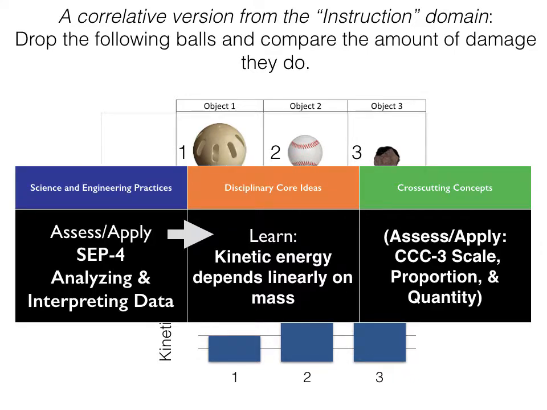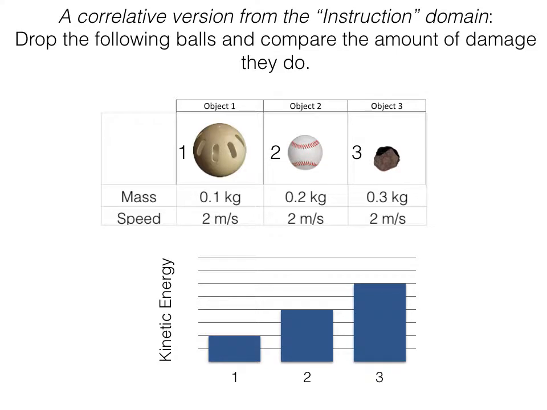When we do this, we're asking our students to do just like they did in the assessment, where they are applying their ability to analyze and interpret data with the goal of learning that kinetic energy depends linearly on mass. And hopefully, in the process of doing that, they're also hitting on that cross-cutting concept that there are different types of proportional relationships. I would argue, though, that our students are not going to get that out of just doing this simple instruction task. They're not going to be able to see the linear relationship to high enough quality, especially if we're looking at a middle school item, which is what this is.